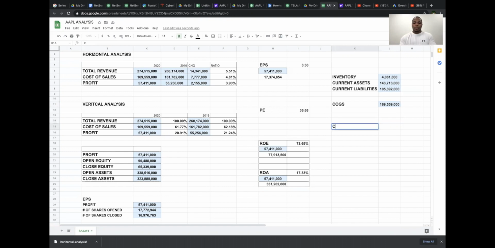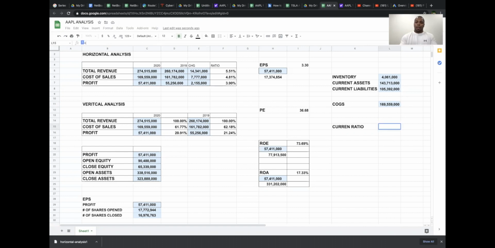Then you go on and type in current ratio and quick. Well, before we do that, let's do current ratio. All right. So how did we come up with the current ratio?